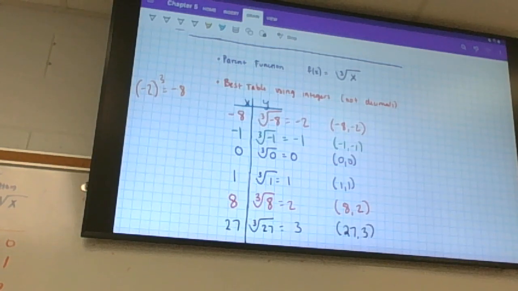So up here with square root, down here is cube root. If you can see that, the cube root parent function goes -8, -1, 0, 1, 8, because these numbers will cube root into integers. And of course you could go to 27 and 64 and all that too. So you're going to want to memorize this guy, right at the same time you're memorizing this one.